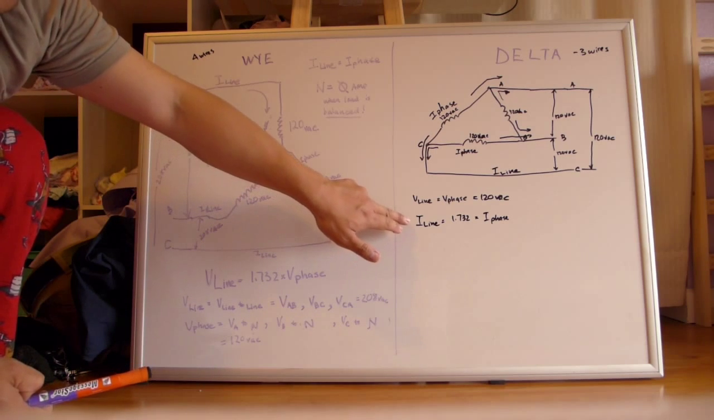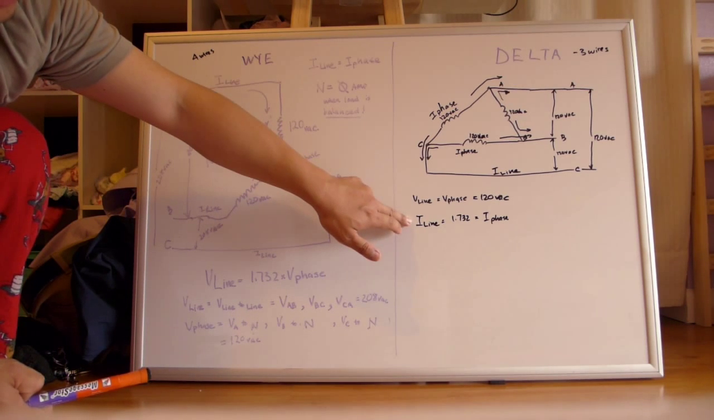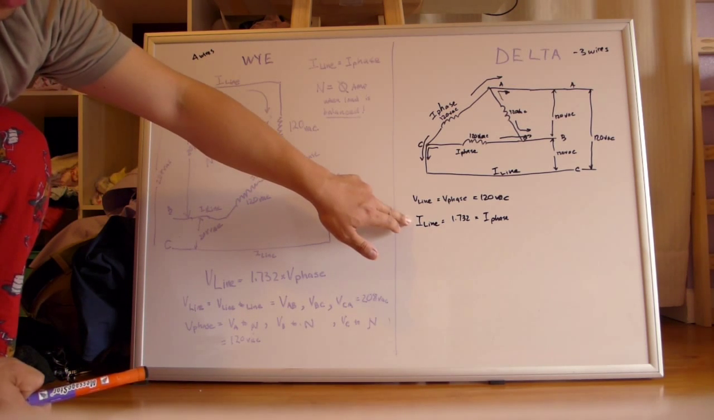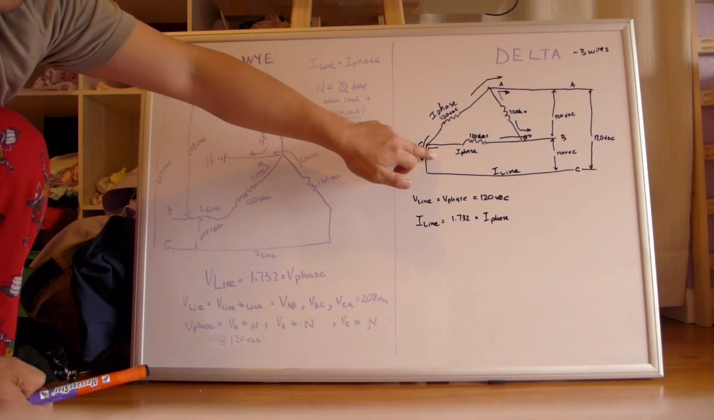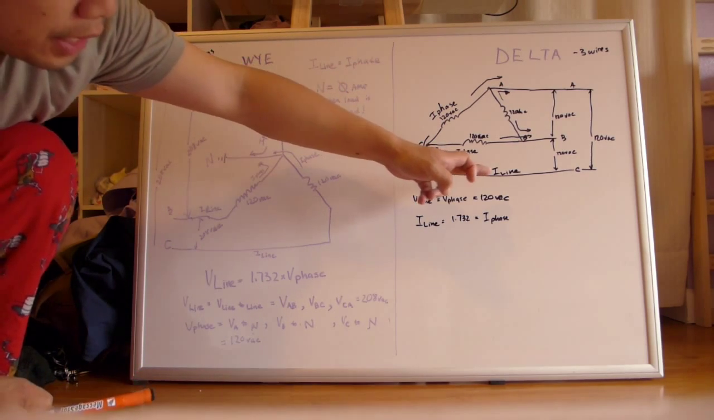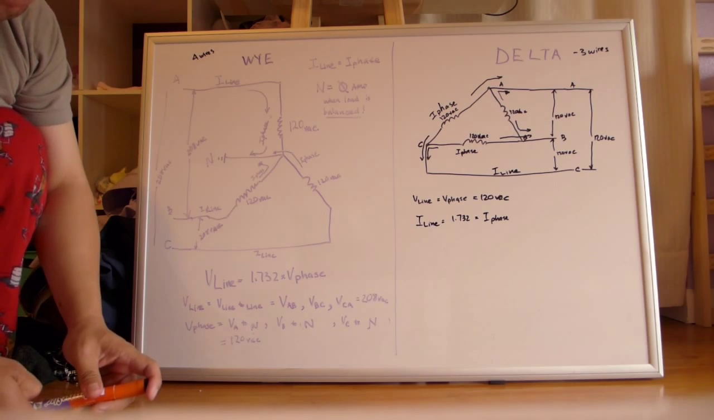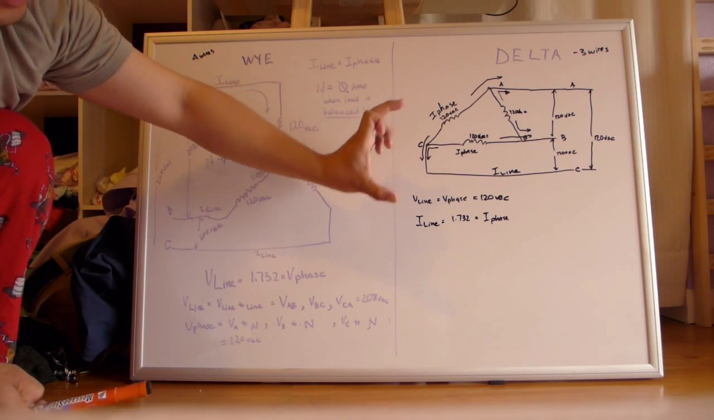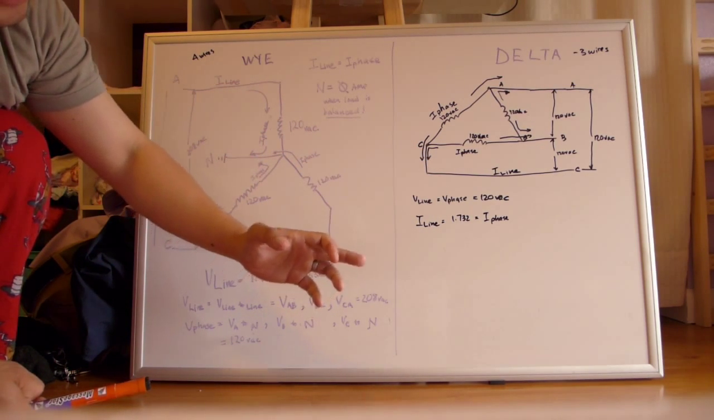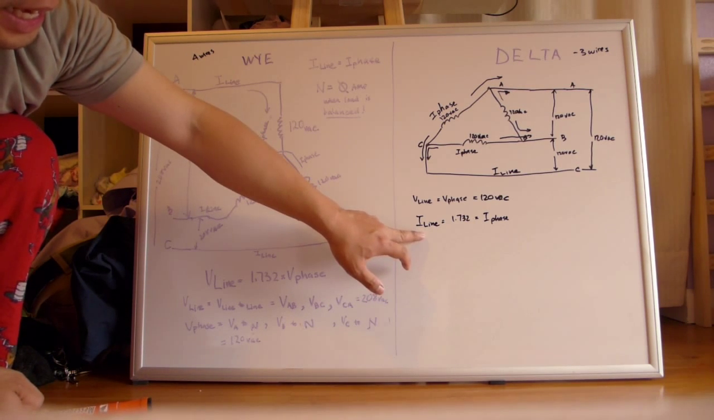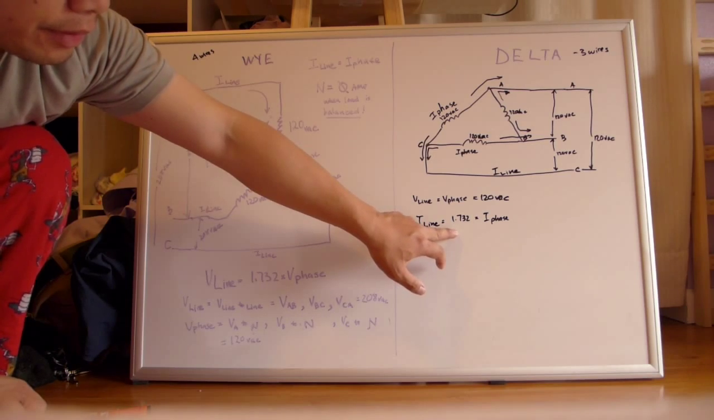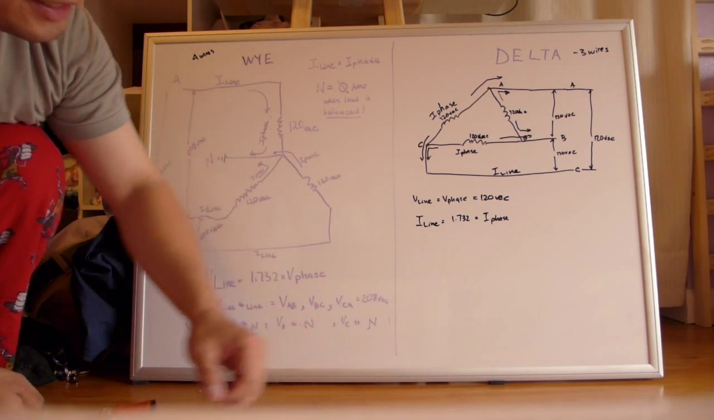The difference is the I line, the current, will be a larger current because both of these phases contribute to I line. So therefore I line is a greater amount in current. The mathematical formula is I line is equal to 1.732 times I phase.